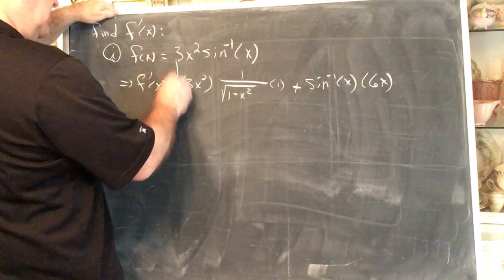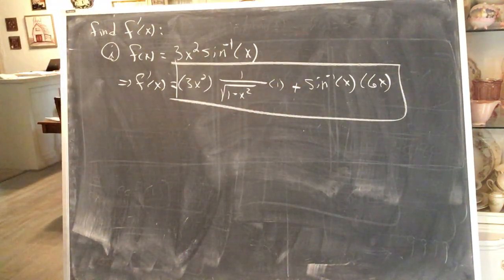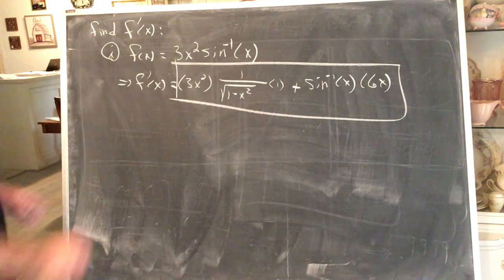And if all you're asked to do is find the derivative, that's it. If you need to simplify that for some reason, you would, but if that's all you're asked to do, that's all you need to find. That's the derivative of that function with the product rule.